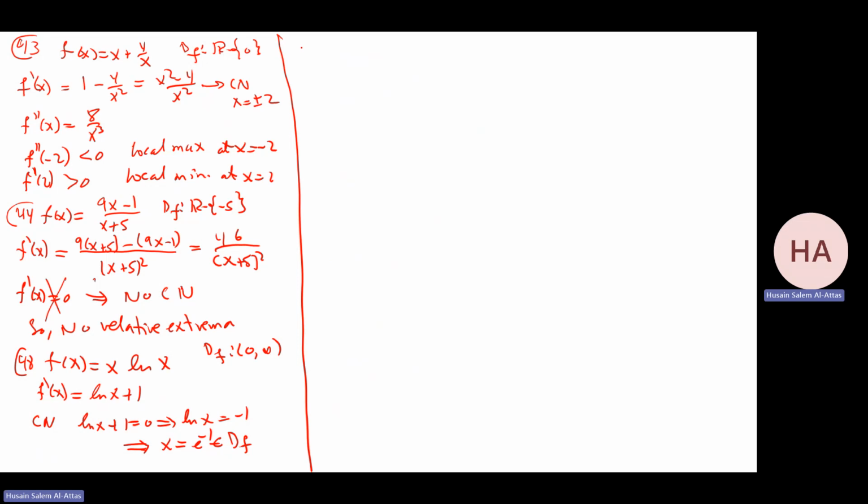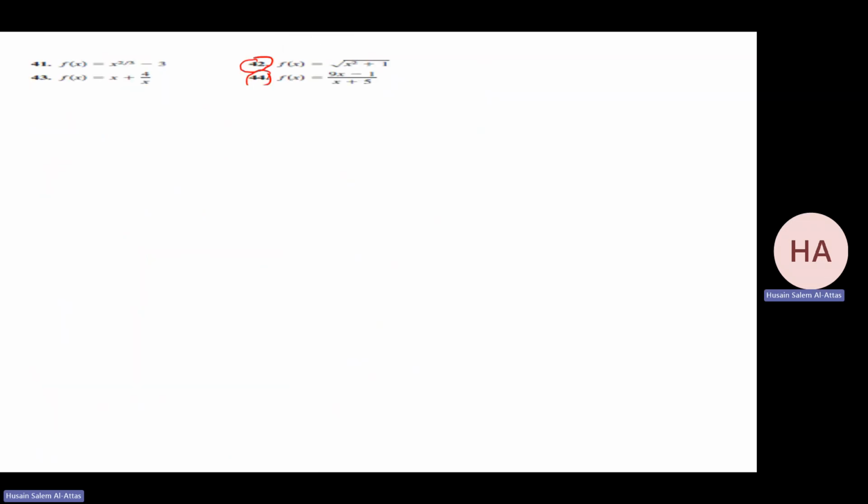Okay, find f double prime. It will be what? 1 over x. So for sure, f double prime at 1 over e will be positive. I don't care. So that means we have a local minimum at x equal 1 over e. That's it.